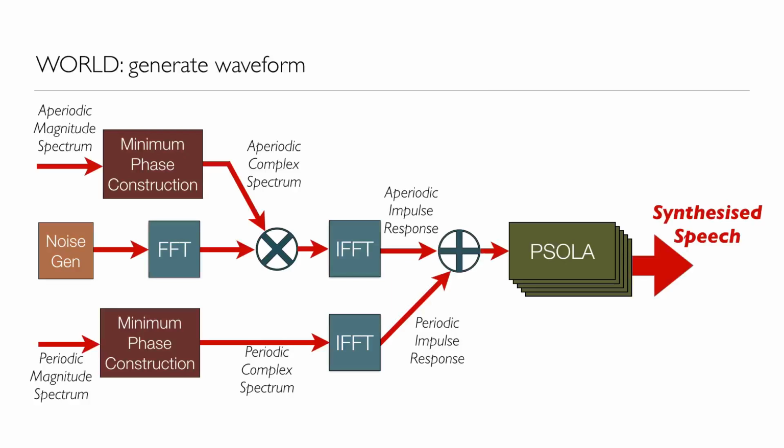Then once we have this addition of these two impulse responses, the aperiodic and the periodic, for each frame, we just need to overlap and add. Okay, following the pulse train that was constructed at the beginning of the process. And at the output, we'll have the synthesized waveform.